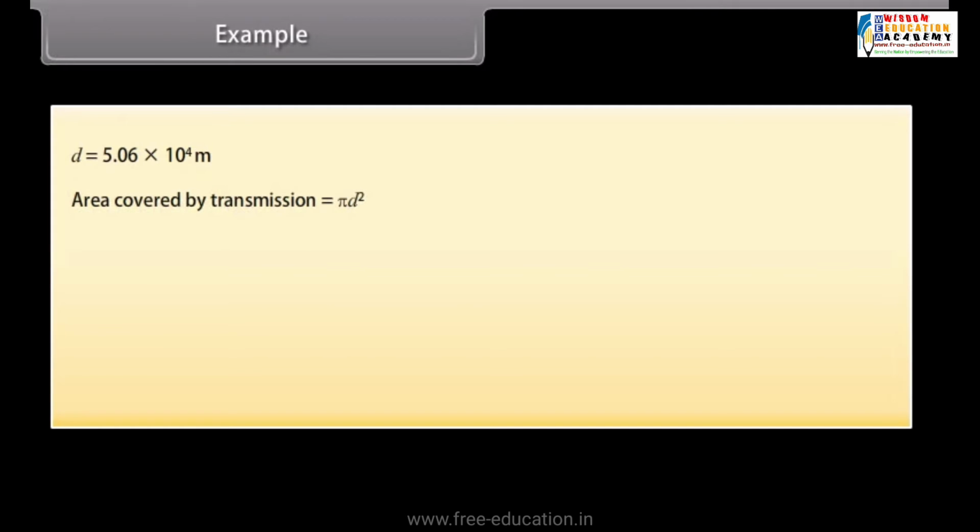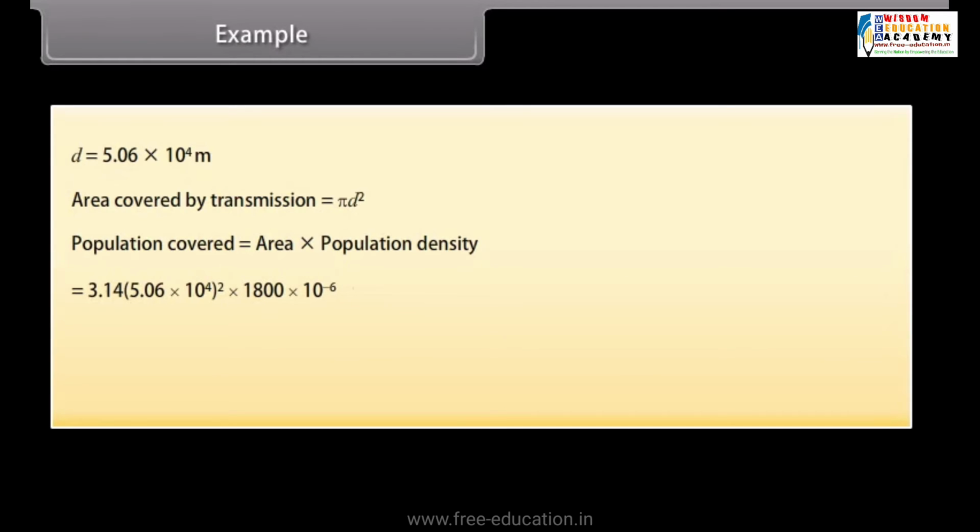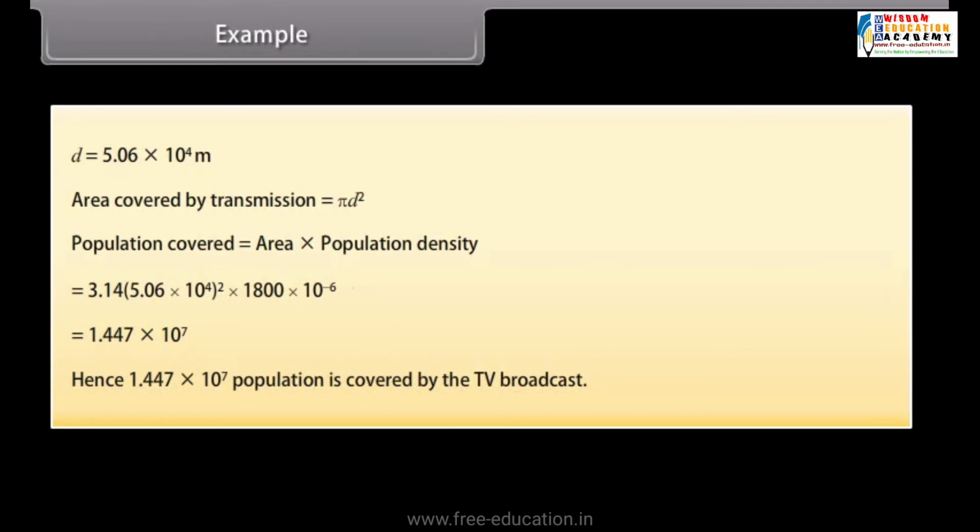Area covered by transmission is equal to pi d squared. Population covered is equal to area times population density. Now, put the values and calculate. We get the value 1.447 times 10 raised to the power 7. Hence, 1.447 times 10 raised to the power 7 population is covered by the TV broadcast.